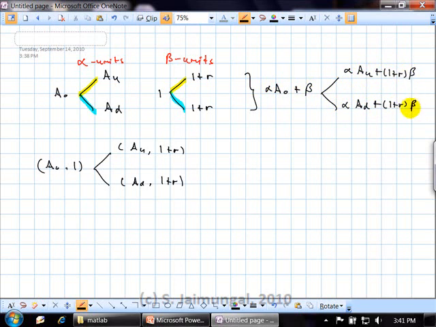Right? Because once I hold alpha units, when I get to maturity, either I'm going to get alpha AU or I'll get alpha AD. And if I put beta in the money market account or the bank account, once I get to maturity, I'll get beta times 1 plus R. So I just add them together, and this is what I have. Right? Those are the two assets. That's my portfolio choice. Now, if this is to be an arbitrage, what must I do first?